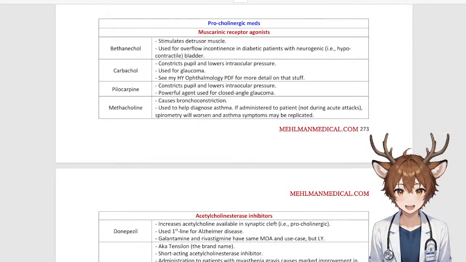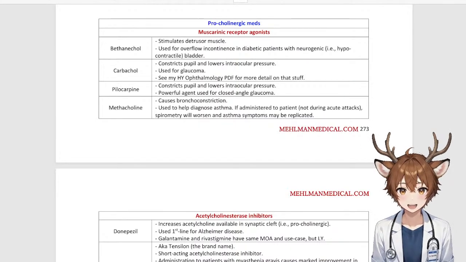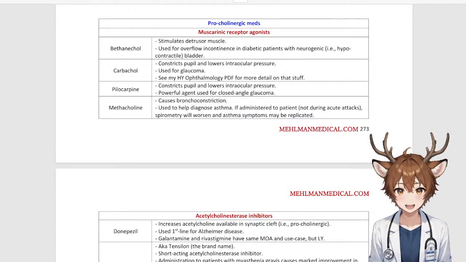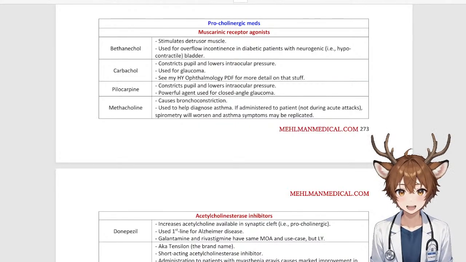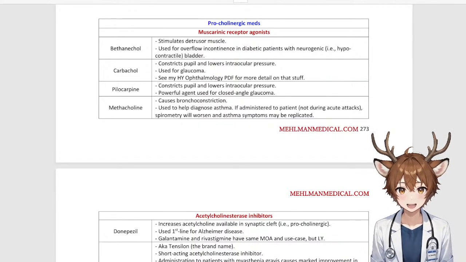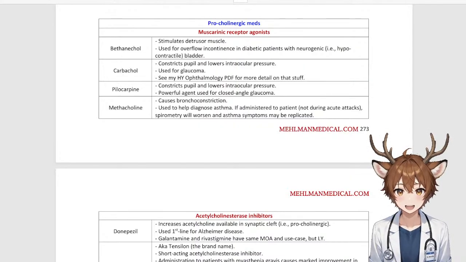See my high-yield ophthalmology PDF for more detail on that stuff. Pilocarpine constricts the pupil and lowers the intraocular pressure. It's a powerful agent used for closed-angle glaucoma.